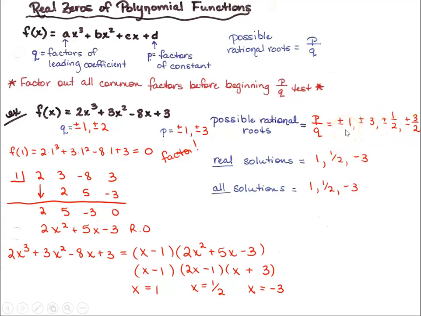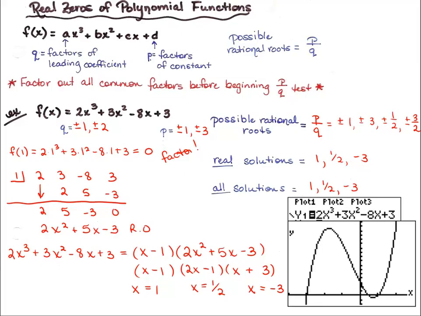So for this particular problem, yes, I could have just gone through and plugged in all 8 of these numbers, and I would have found my 3 solutions. But if 2 of these solutions had been imaginary, that wouldn't have worked, right? Okay, so let's look at another one.